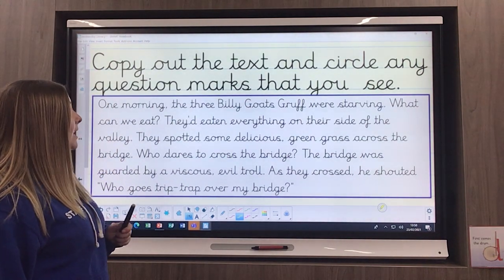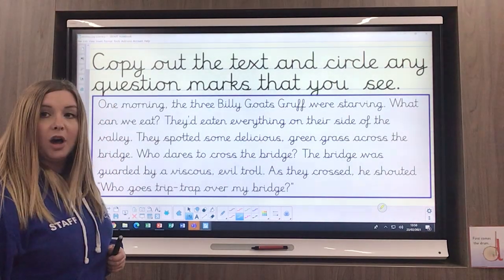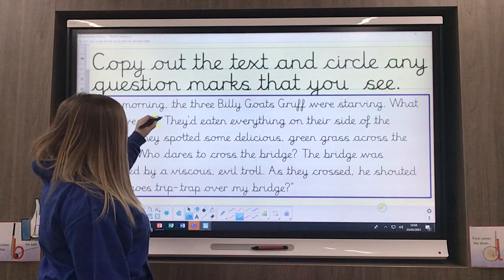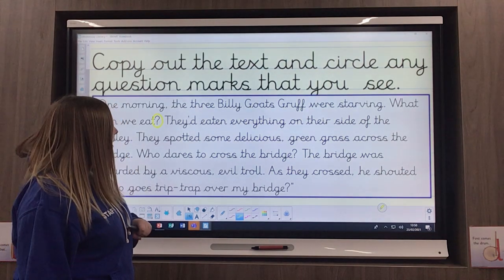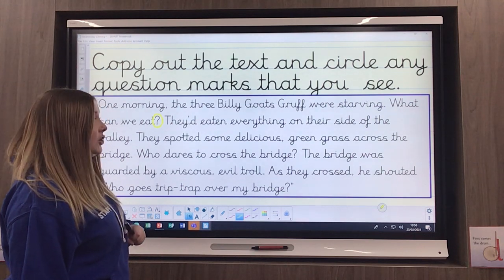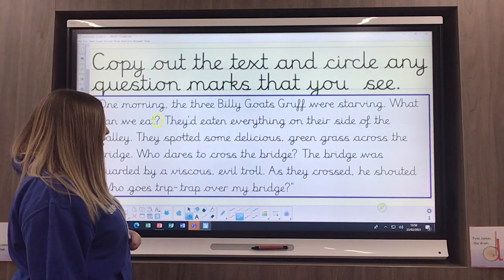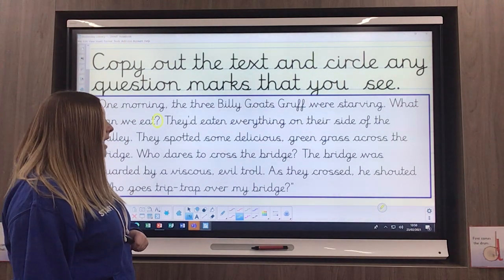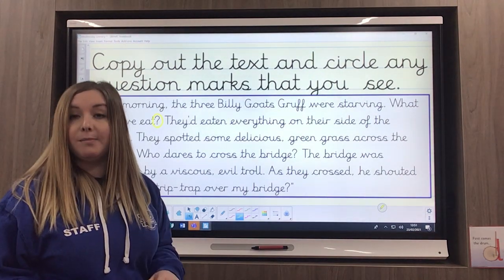One morning, the three billy goats gruff were starving. What can we eat? So I'm going to circle that question mark because I've identified one. They'd eaten everything on their side of the valley. They spotted some delicious green grass across the bridge. Who dares to cross the bridge? The bridge was guarded by a vicious, evil troll. As they crossed, he shouted, "Who goes trip-trap over my bridge?"